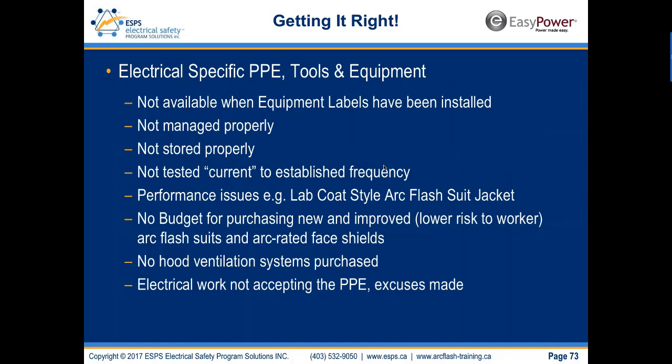There's no budget for purchasing and updating new PPE. There's no hood ventilation systems on the arc flash suits. The electrical worker's not accepting the PPE, and they make excuses why not to wear it. These are all issues the employer has to deal with. So again, with these hierarchy of controls, there's issues we need to manage in industry to get the benefit of achieving that risk level, that residual risk level being low or medium.